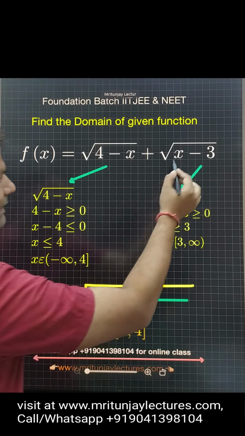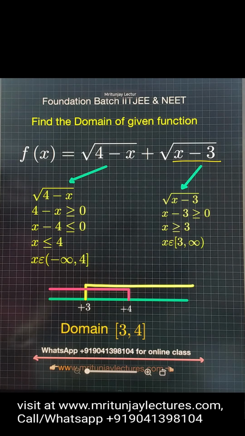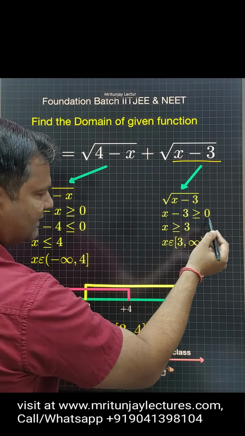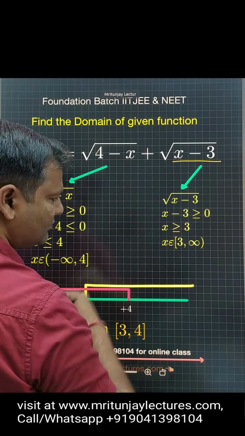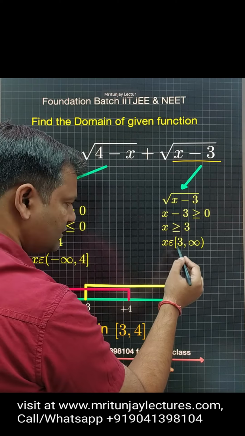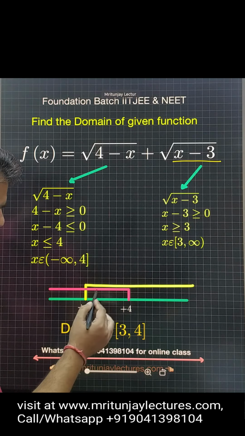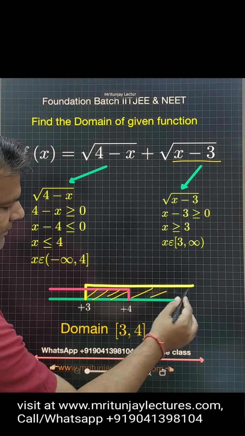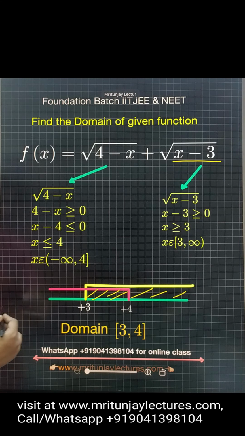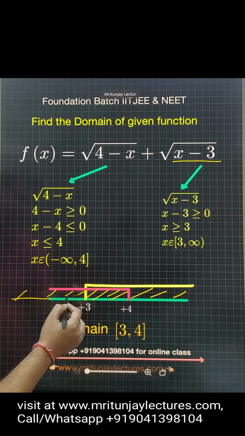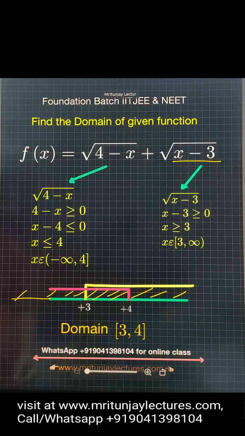Now look, √(x − 3) is defined when x − 3 is greater than or equal to 0, so x is greater than or equal to 3, so x is in the closed interval 3 to infinity. Okay, 3 to infinity means that part, and corresponding to that, minus infinity to 4, like that.